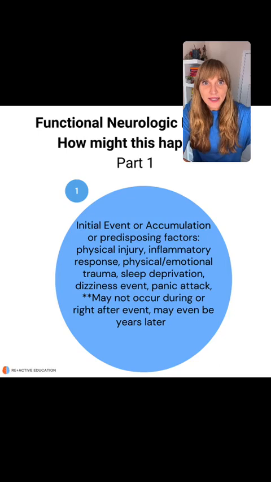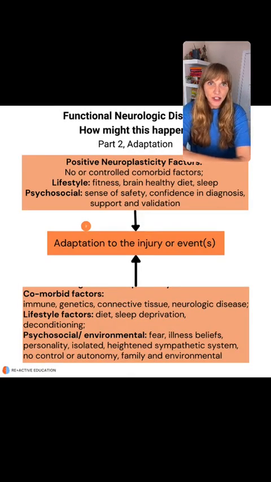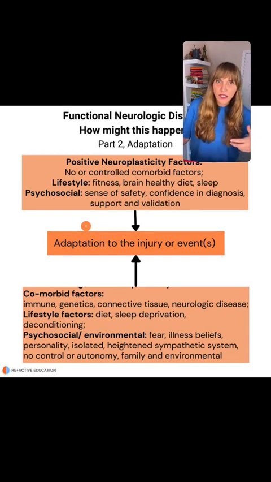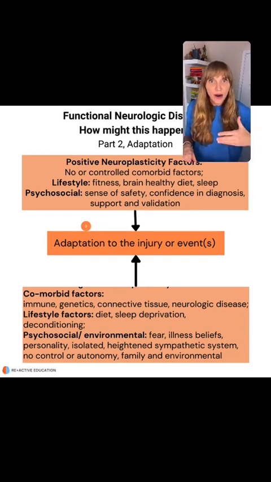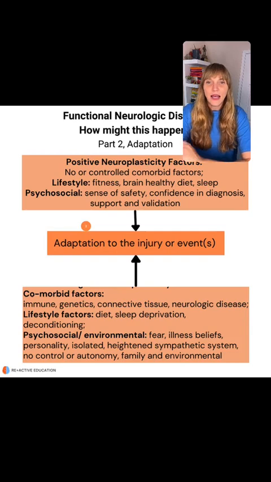So then what happens here? So let me get the next part. So the next part is adaptation. And we all adapt to an injury. And typically we recover. A lot of people who have a traumatic leg injury recover. They might have surgery, they might have some nerve damage or muscle damage or joint or tissue damage, but they go through a process and they recover. Same with people after a car accident. Same with people who have an emotionally traumatic event. They can recover and not have a functional neurologic disorder.